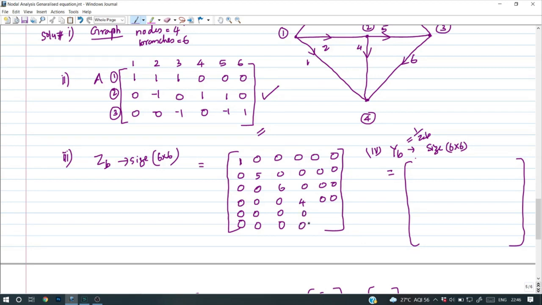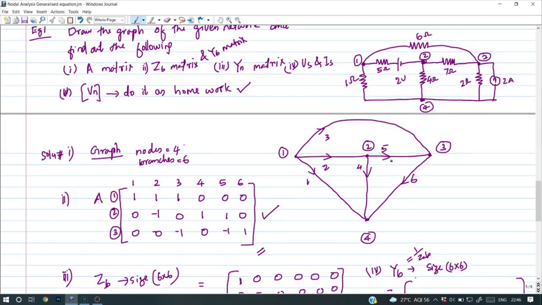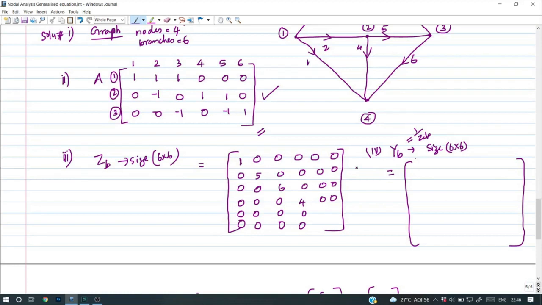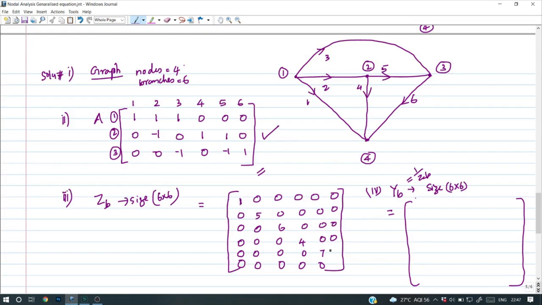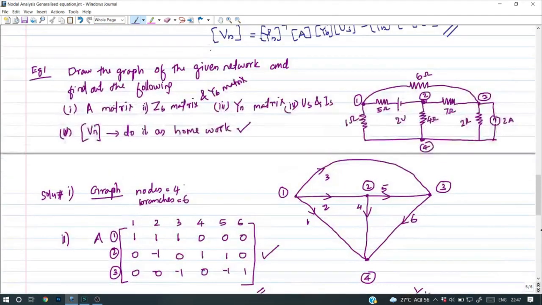Remaining are zeros. And what is the impedance corresponding to the fifth element? It is 7. That 7 you need to mark here as the 5 by 5 element. This is 0, and this is also 0. And finally, what is the last element? The 6th by 6th element.